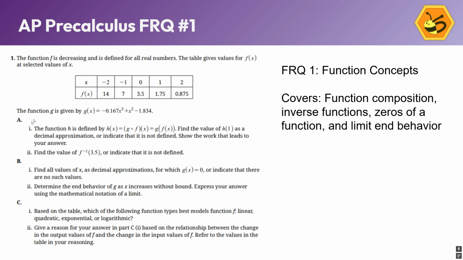So now we're going to go over what the 4 FRQs look like. The first FRQ covers something called function concepts. And you usually get one equation. So g of x is usually an equation, and f of x is a table, a graph, something like that. The first part is usually composition of functions and inverses. The second part is zeros and limits, and limit behavior. And part C is usually determining the type of function, and it varies, and it's usually about rates of change.